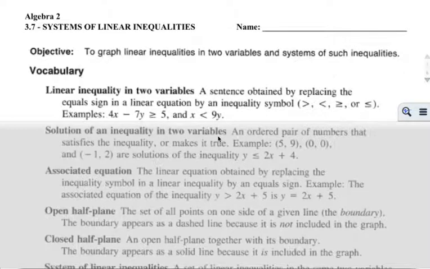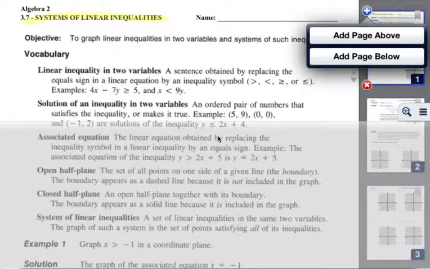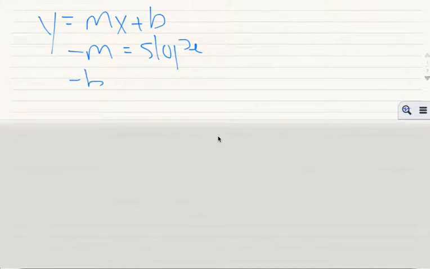Okay, so this lesson is to cover systems of linear inequalities. Before we get going on this, I want to review graphing for one quick second. Remember, we've got basically two forms of graphing. We've got y is equal to mx plus b, where m equals the slope, and b equals the y-intercept.